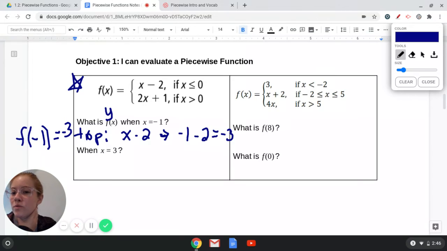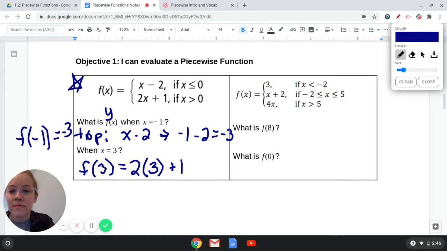Now, when x equals 3, that is larger than 0, so we're going to use this bottom function. So now we can write f of 3 equals 2 times x, which is 3, plus 1, which equals, remember, 2 times 3 is 6, plus 1 is 7. So that means f of 3 equals 7.